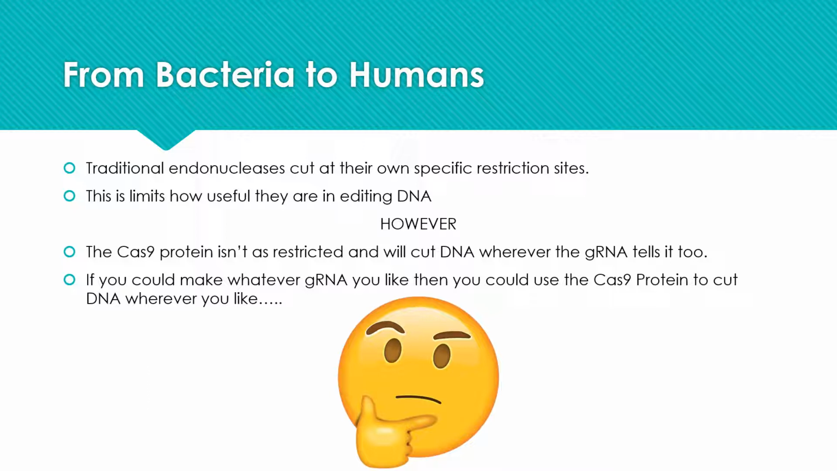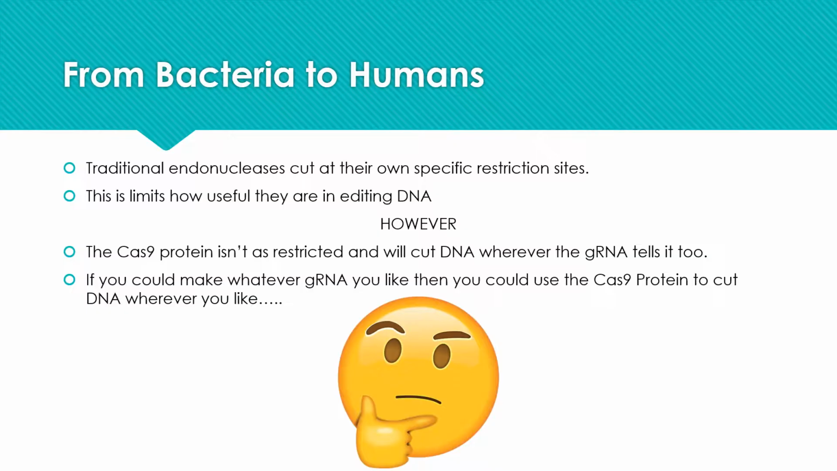So all we need to think about now is, can we make our own guide RNA? Because if we can make our own guide RNA and we can then attach it to a Cas9 protein, suddenly we've got our own little heat-seeking missile of a pair of molecular scissors.